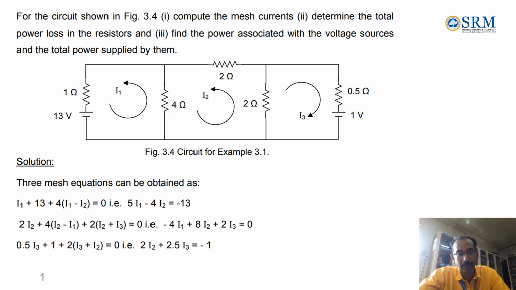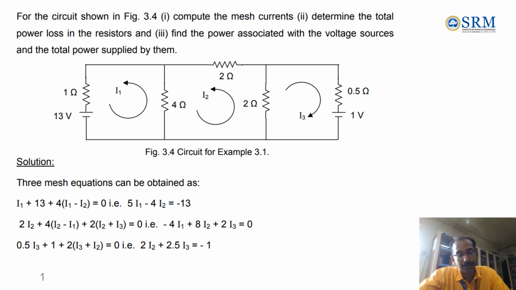I1, this I1 plus 13 plus 4 I1 minus I2, because in this 4 ohm resistance, both the currents are opposing each other, right? This current flows like this, that current comes towards like this. So both the currents are opposing each other. As far as this 4 ohm is concerned, it is a common branch. So I1 minus I2. That is 5I1 minus 4I2 is equal to minus 13.